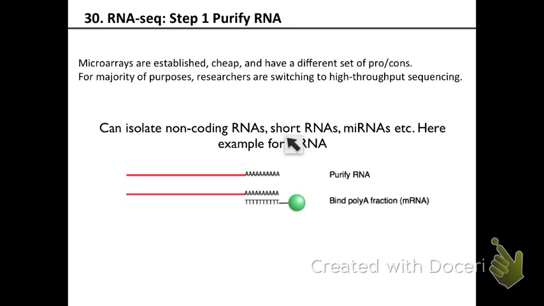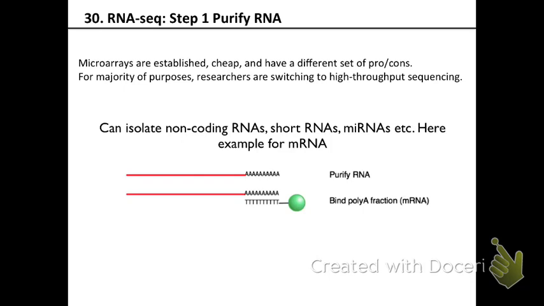So how do we do RNA-seq? What you do is you isolate the RNA from your sample. These RNAs can be non-coding RNAs, they could be mRNAs, they could be short RNAs, they could be siRNAs, they could be microRNAs, etc., etc. In this example, I'm going to show you how we isolate and sequence mRNAs.